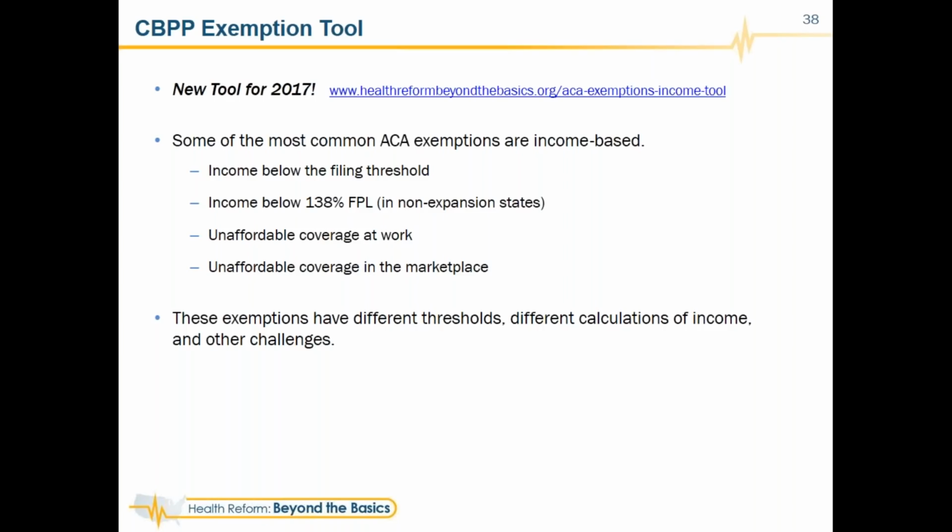Income below the filing threshold, income below 138% of FPL in non-expansion states, unaffordable coverage at work, and unaffordable coverage in the marketplace. These exemptions are complicated because they all have different income thresholds that are based on size of family or filing status. They use different calculations of income, and they have a lot of special rules and challenges.